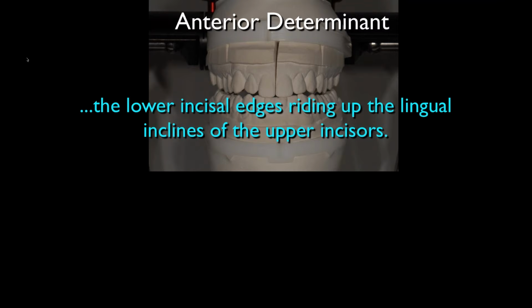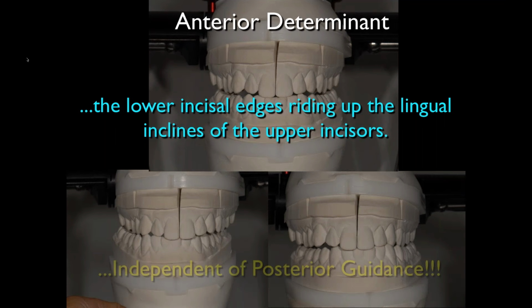So when we talk about the anterior determinant, which is really the incisal guidance, it's the lower incisors right along the inclines of the upper. Again, remember me saying that this is independent of posterior guidance, and it is 100% independent.